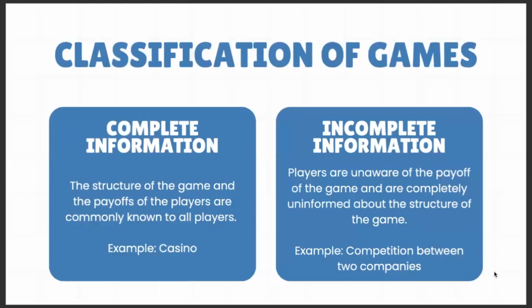Next is complete and incomplete information. We call it complete information if the structure of the game and the payoffs of the players are commonly known to all players. For example, casino. Each player has all the knowledge about others' characteristics, strategy spaces, payoff function, and so on, which makes this a complete information game. On the other hand, it shows incomplete information because the players are unaware of the payoff of the game and are completely uninformed about the structure of the game. For example, competitions between two companies.